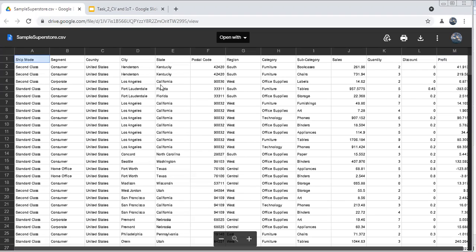This is the dataset of the superstores in different states, different cities, across different regions in the United States. As you can see, the dataset provides many columns like ship mode, segment, the country that is United States, different cities, different states, different regions, and then the category and subcategory in which sales have been made, and then the discount and profit earned. So this is the overall dataset I've been given.